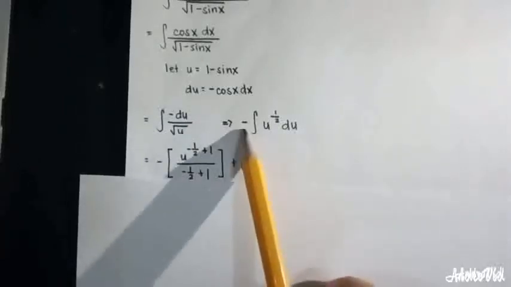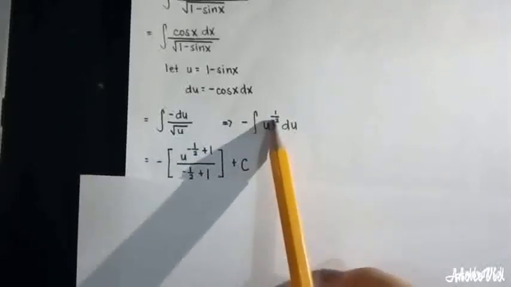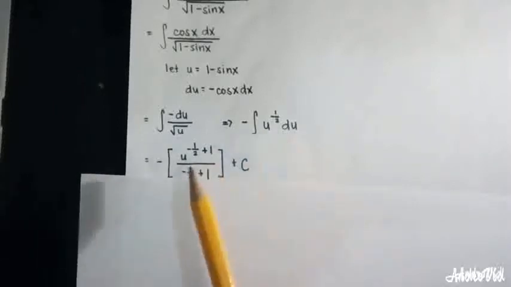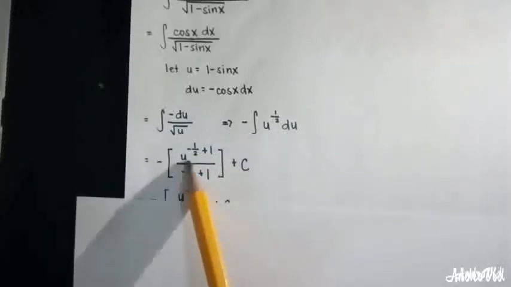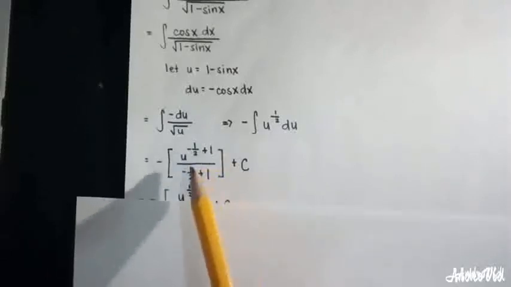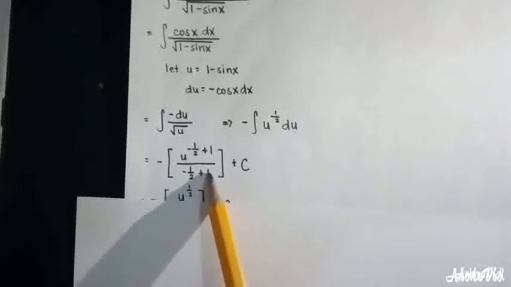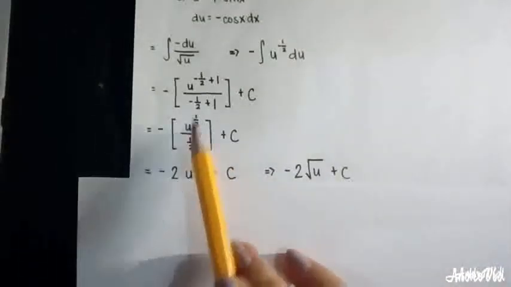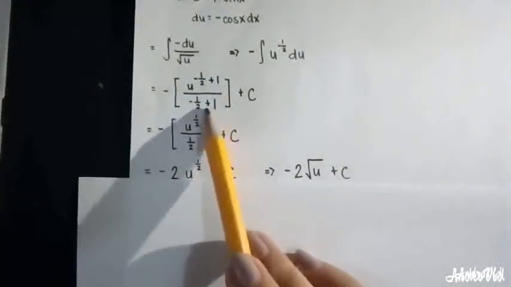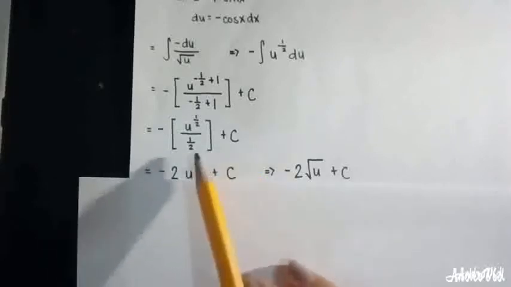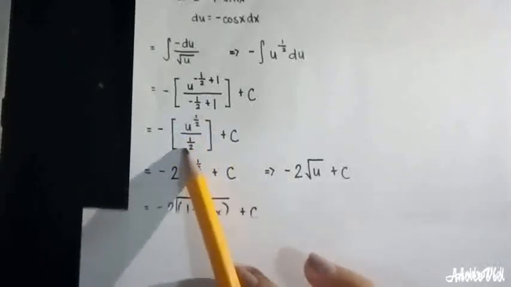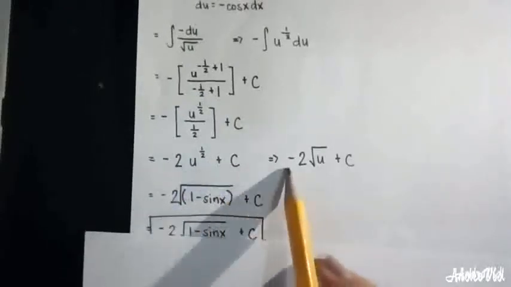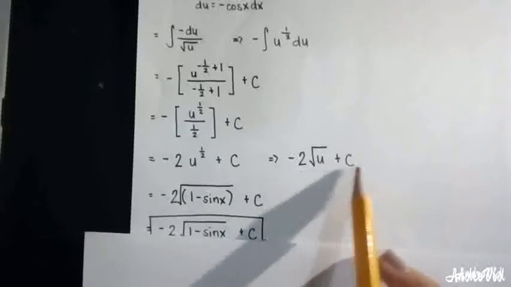Rewriting that would be negative integral of u raised to negative 1/2 du. So performing the power rule, we would then get negative, there's a negative here, bracket, u raised to negative 1/2 plus 1 divided by negative 1/2 plus 1, plus c. Performing this, negative 1/2 plus 1 is 1/2. So we're going to rewrite that, and we're going to get negative 2 u raised to 1/2 plus c, or negative 2 square root of u plus c.